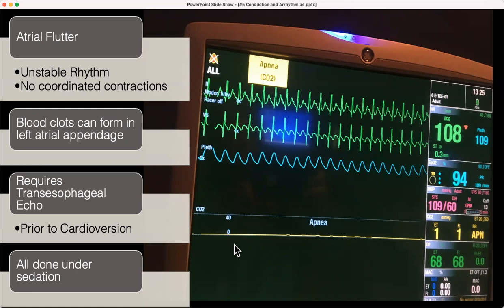Now, the thing with any type of elective cardioversion, if the atria have been in this abnormal rhythm, is that they can develop blood clots in their atria because the atria aren't contracting well, and so blood can be swirling around and form blood clots. So before the cardioversion, the patient will have this transesophageal echocardiogram to look down and see if there's any blood clots in the atria.